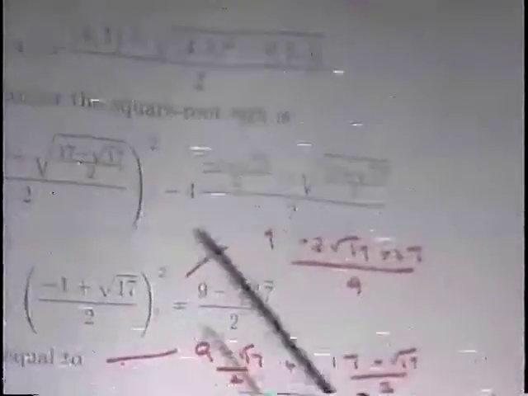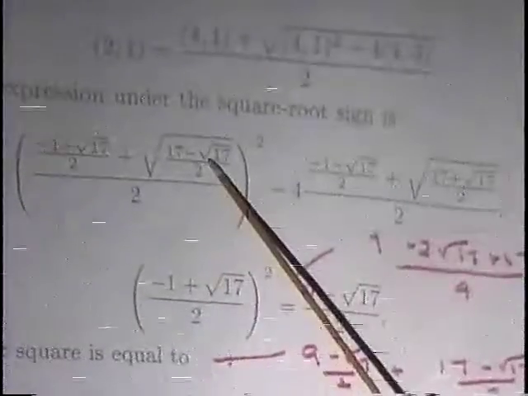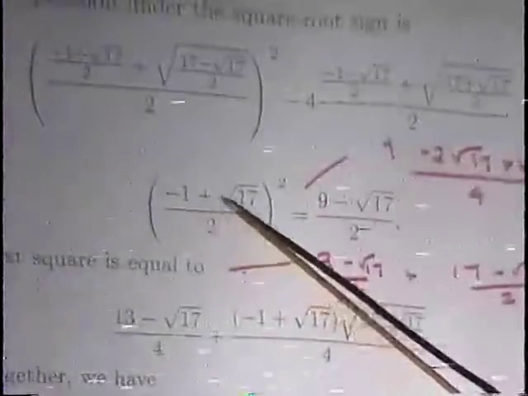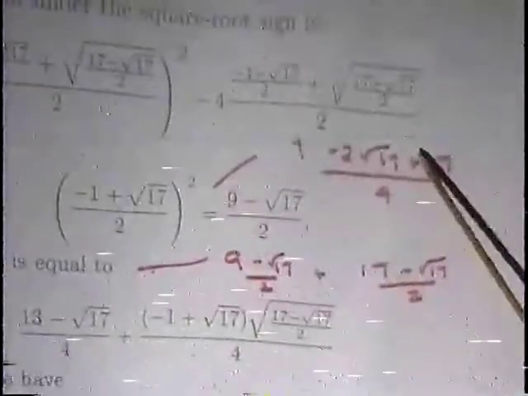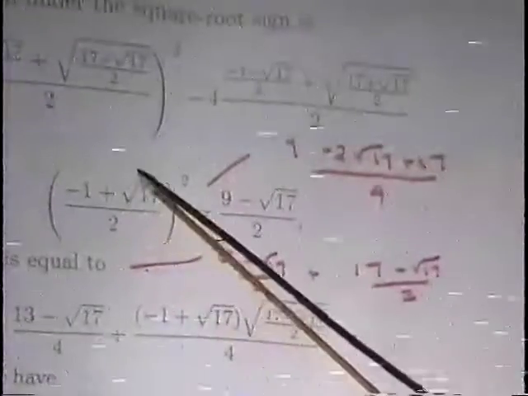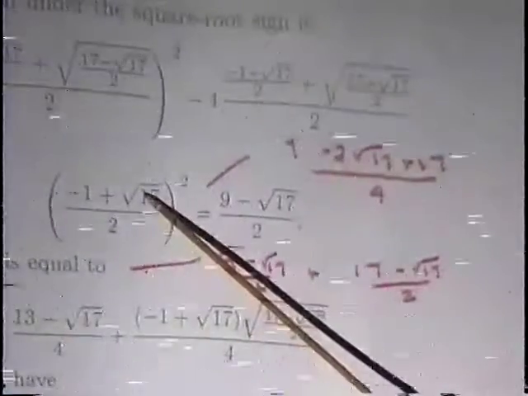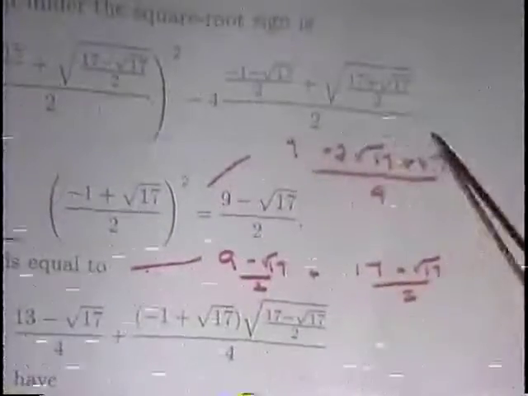Well, no, to square this, we have to square this, and then we have to take the cross term, and the cross term twice, and there'll be this 2 that gets squared to make 4. So we square this, do it. The 2 -1 squared is 1. Square root of 17 squared is 17. The cross terms are -2 times the square root of 17. And so that's that.